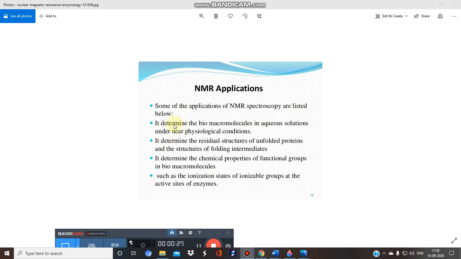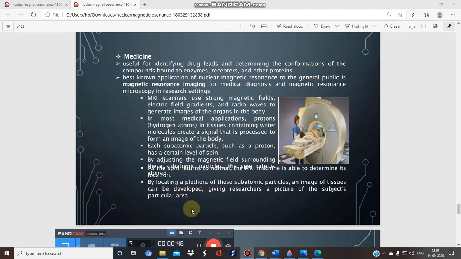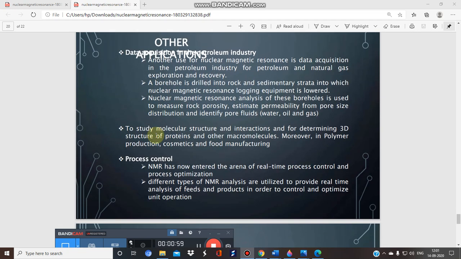First, it is used to determine macromolecules in aqueous solution under near physiological conditions. It determines the residual structures of unfolded proteins and the structure of the folded intermediates. It also determines the chemical properties of the functional groups in biomacromolecules. There is one important application of NMR, that is the MRI machine. The MRI machine, that is magnetic resonance imaging, is based upon the principle of NMR. So this is a very important application of NMR.